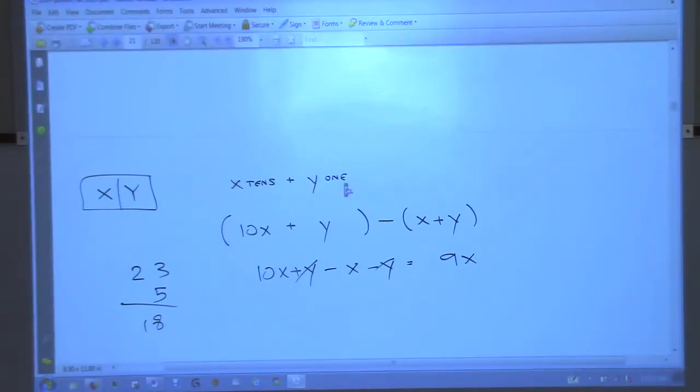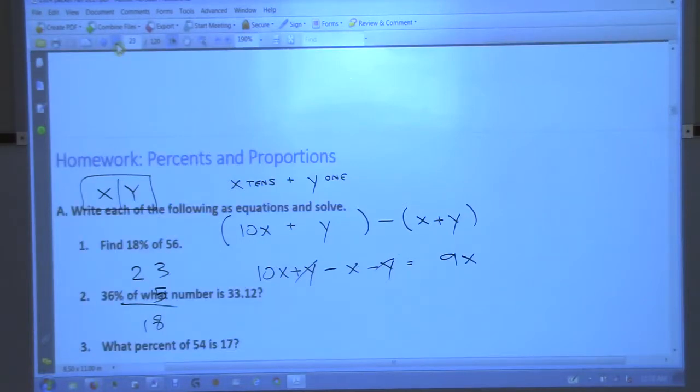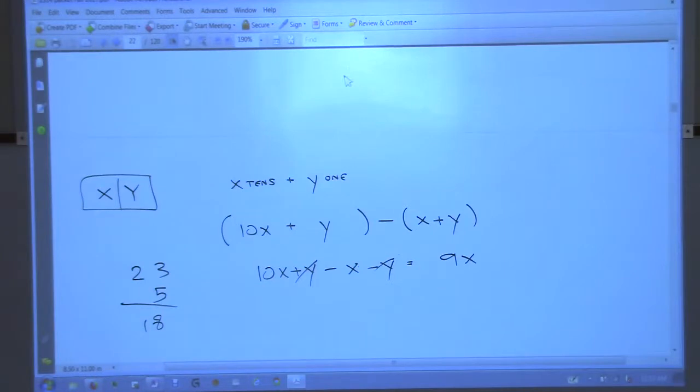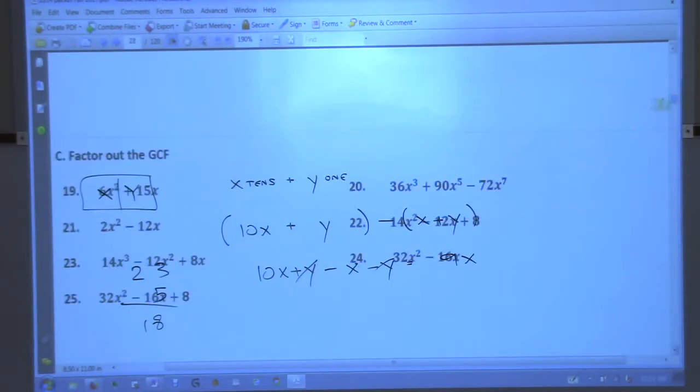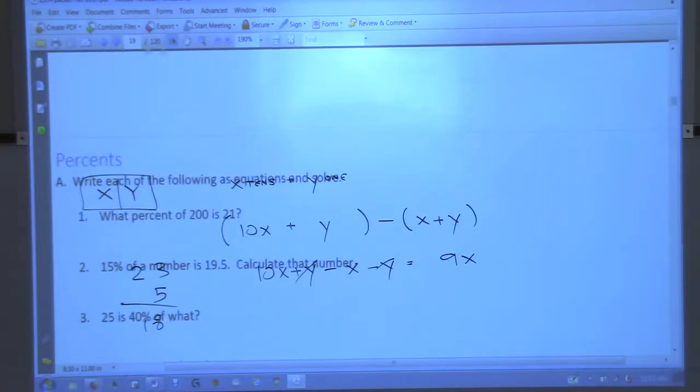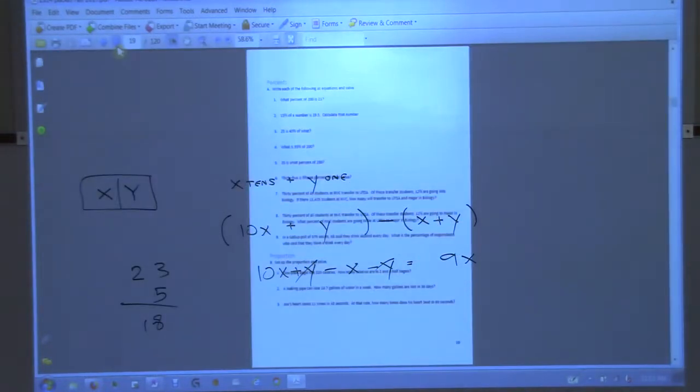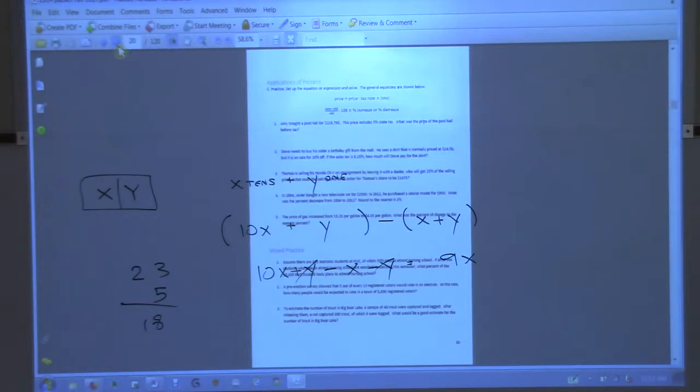All right, let's get on to, for some reason this thing does not want to move. 22. 18, 19, 20. There it is.